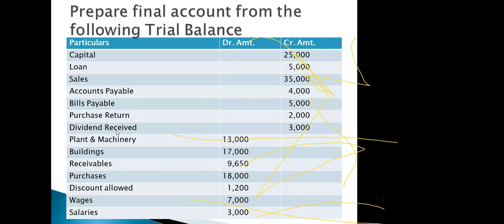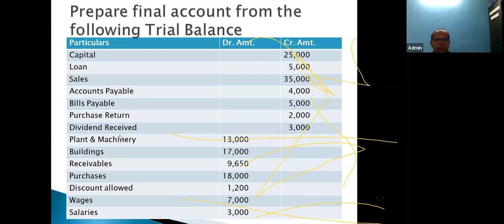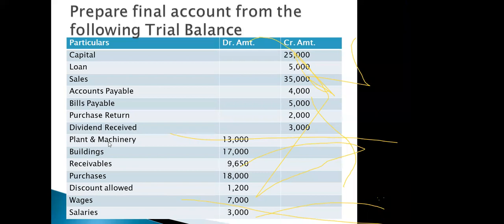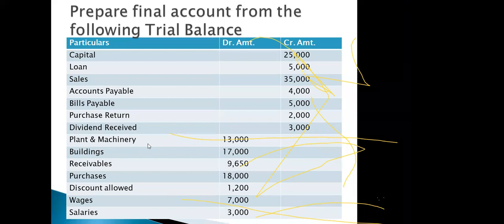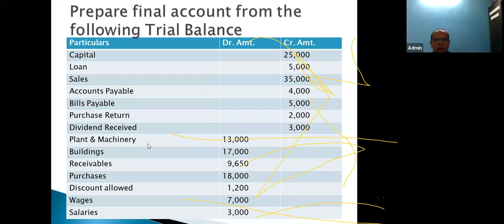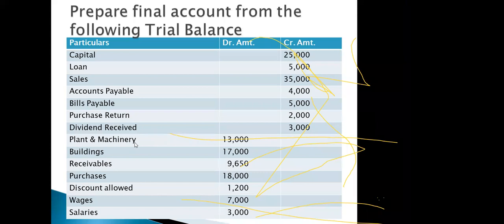Okay, fine. After that, what is the next item? Plant and machinery. On plant and machinery there is an adjustment. Am I correct? Is there any adjustment or not? Yes, sir, there is adjustment. So be cautious over here. Cautious means do not directly write this amount in the outer column.